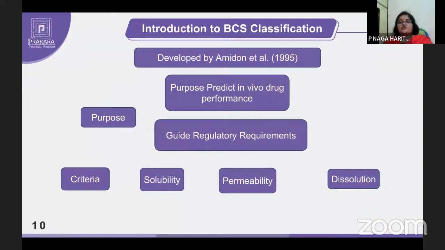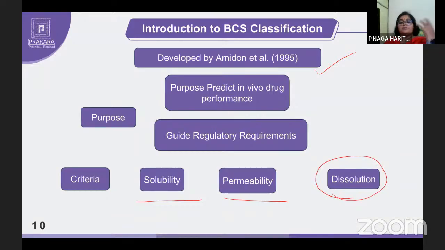And then coming to the BCS classification, here the biopharmaceutical classification system was introduced by Amidon et al. in the year 1995. And its primary purpose is to predict a drug's in vivo performance based on its solubility, permeability, as well as dissolution characteristics. Okay, so solubility, permeability, and dissolution characteristics.